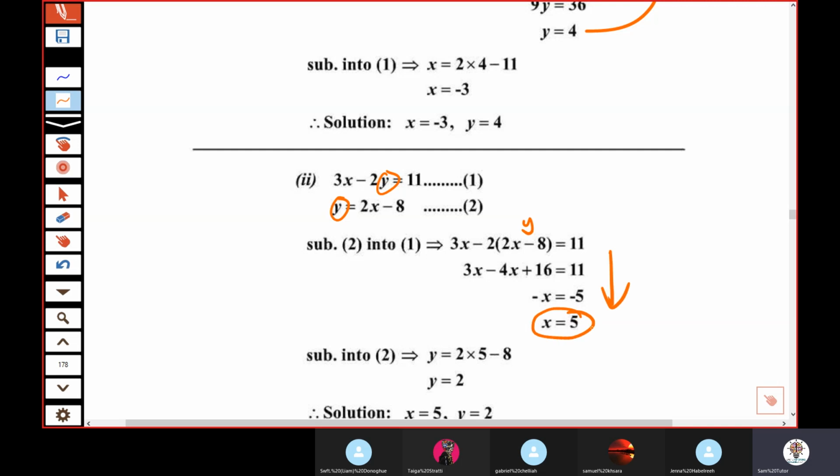Now that you've got x equals 5, what do you do? Number 2. Number 2 says y equals 2x take away 8. And x is already 5, so you can just sub it in a little bit faster. Doesn't matter though, where you sub it in, 1 or 2. Doesn't matter?